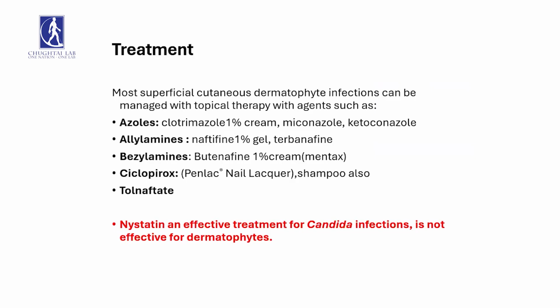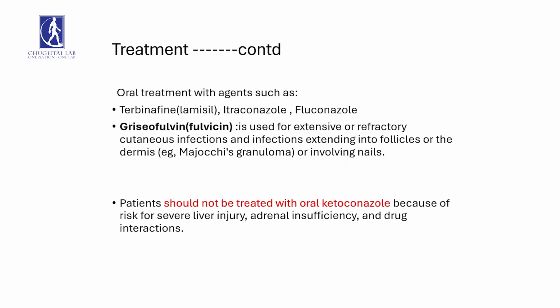Once the diagnosis has been properly made, whether on clinical features or laboratory diagnosis, the treatment is then started. Usually treatment is recommended topically only. However, for onychomycosis and infection of the scalp, oral treatment is recommended. The topical agents can be either azoles, allylamines like terbinafine, benzylamines, and ciclopirox. Oral treatment can be oral terbinafine, itraconazole, and fluconazole. And griseofulvin is also used for extensive or refractory cutaneous infections.